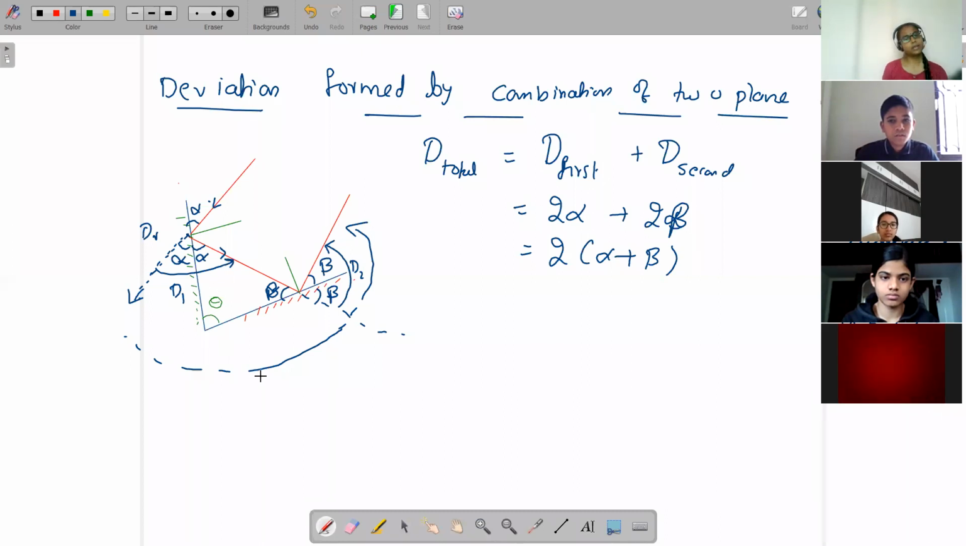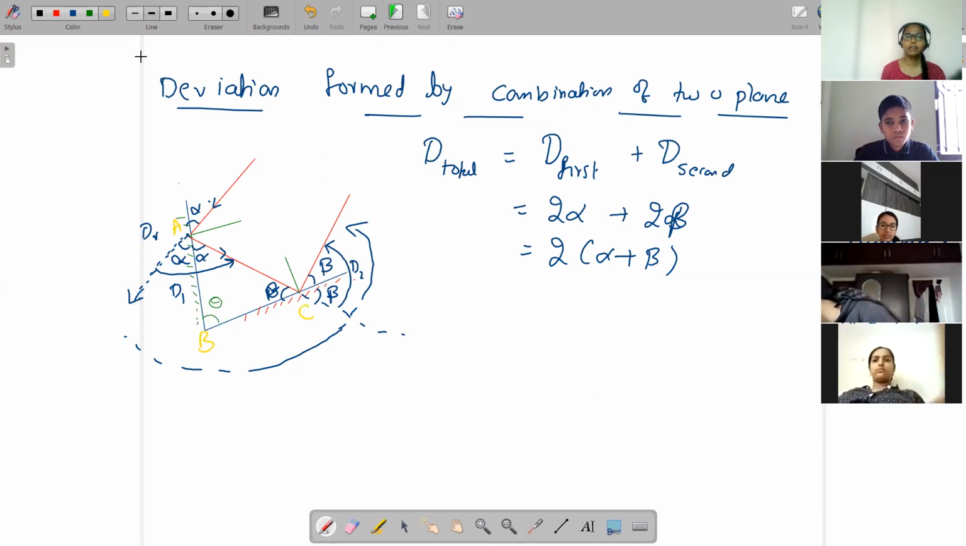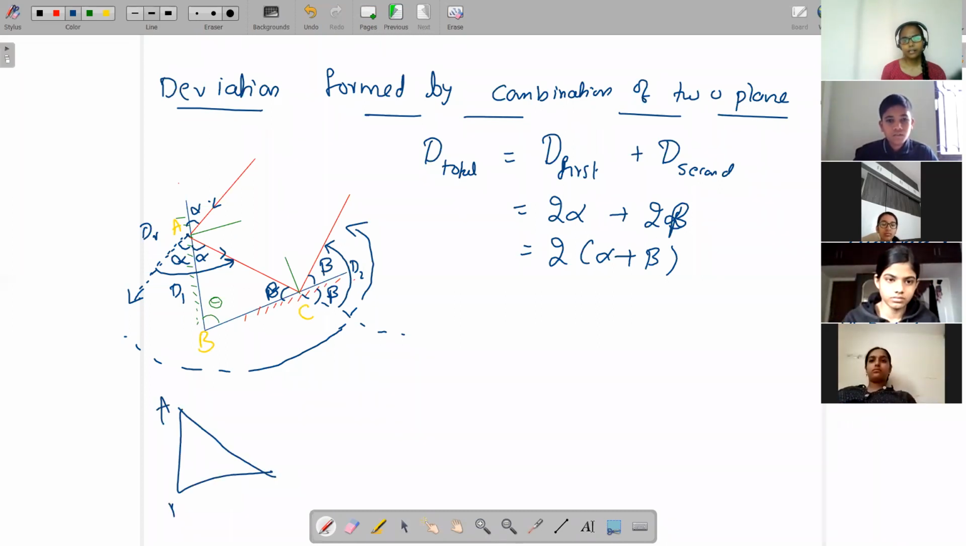So you just observe here, you can see one kind of triangle, right children? Let us mark it. ABC. Okay, ABC is one triangle. You can see that ABC triangle looks like this almost. I'm writing it separately. Here angle alpha is there, here angle beta is there, and here angle theta is there.